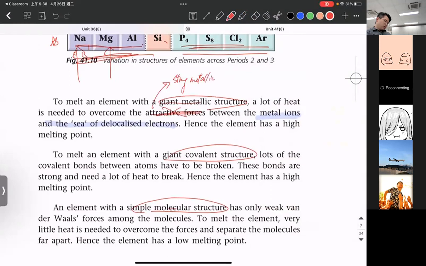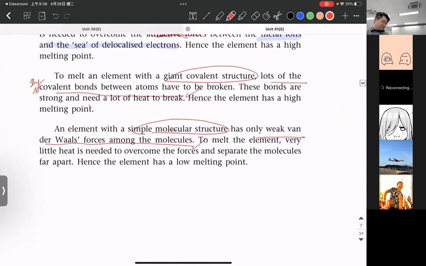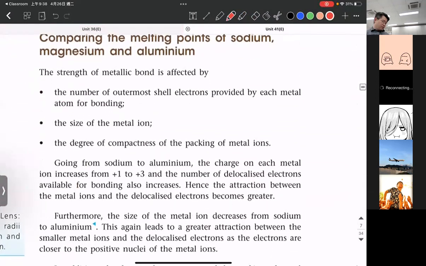Now, could you please do it one by one? Now, for this one, the strong covalent bond. What for this? Weak van der Waals force among the molecules. Yes, that is correct. What for this? You change a little bit. Okay, you understand?